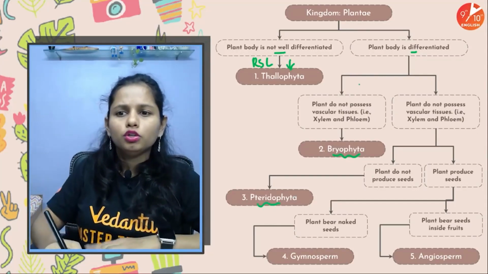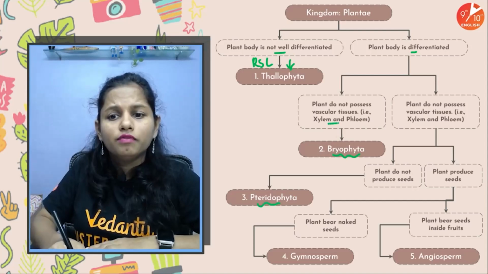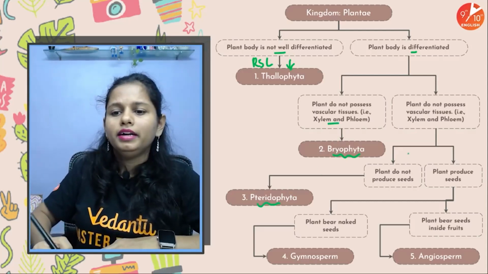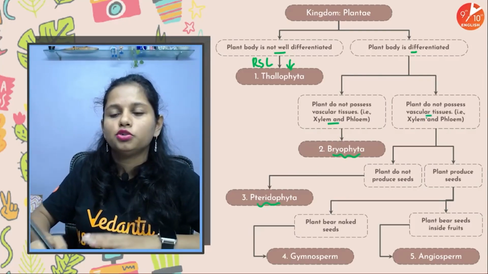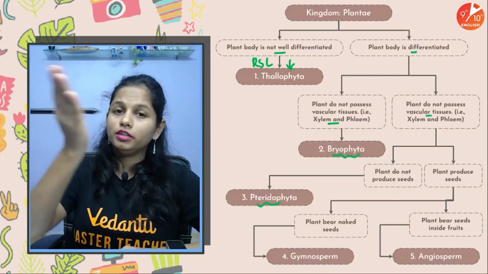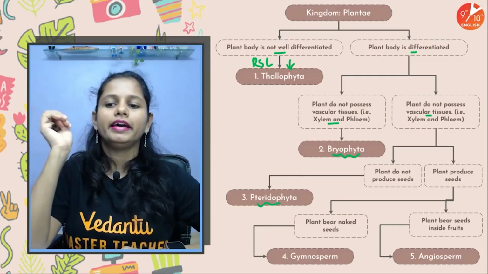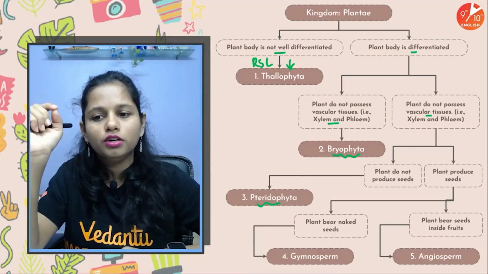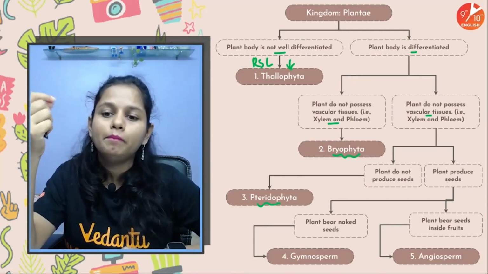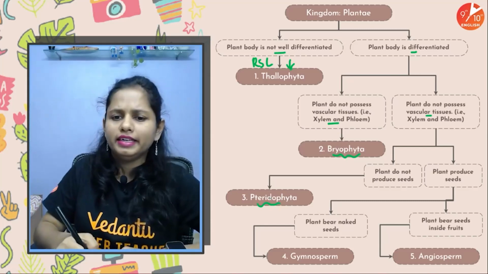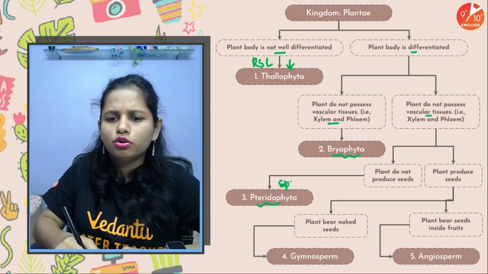But students, in case of Bryophytes, vascular tissues are absent, but in case of Pteridophytes, vascular tissues are present. Now, if the vascular tissues are absent, Bryophytes; if the vascular tissues are present, Pteridophytes. Again, if the vascular tissues are present, the plant may not produce seeds, like in Pteridophytes, they produce spores.